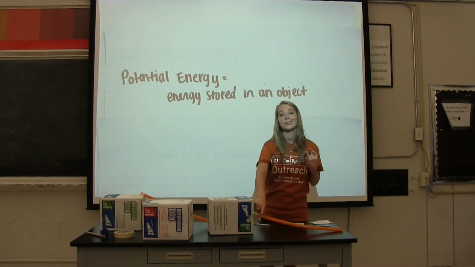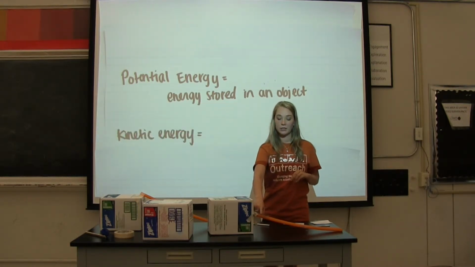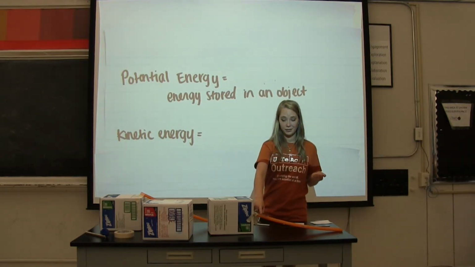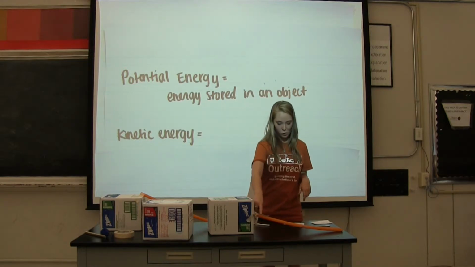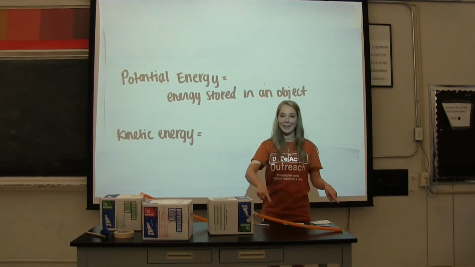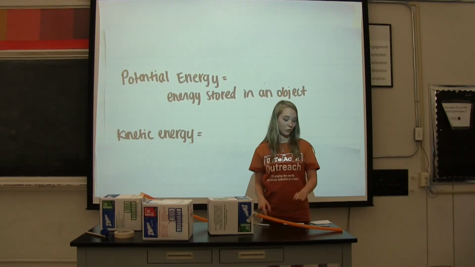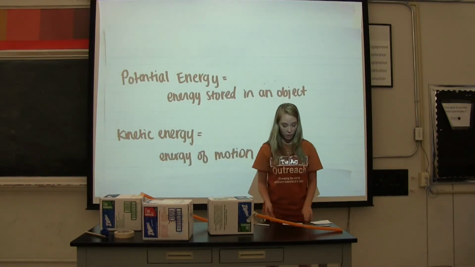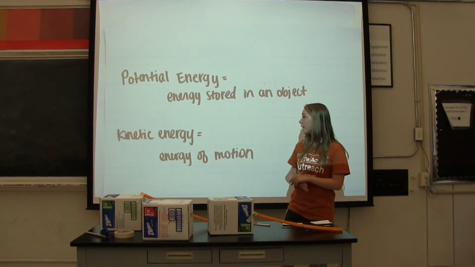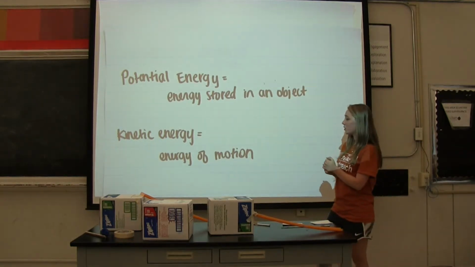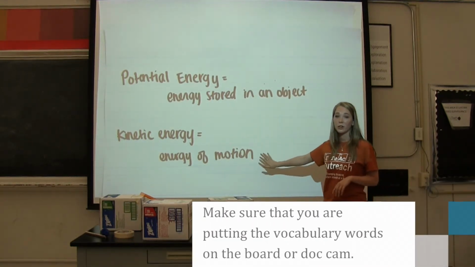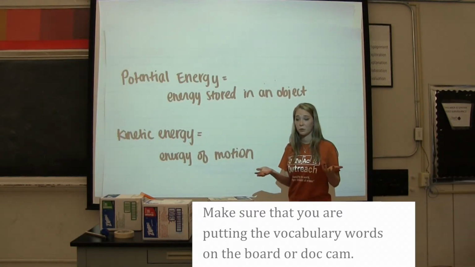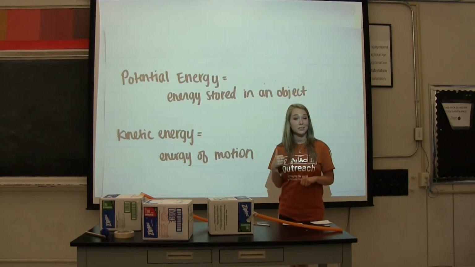The second word is kinetic energy. Does anybody have any guesses on what they think kinetic energy is? When it's moving. Right. It's actually right there is when it has the most kinetic energy, when it's finished down the ramp and it's at its fastest point. So potential energy is energy stored in an object, and kinetic energy is energy of motion, so while your object is moving.